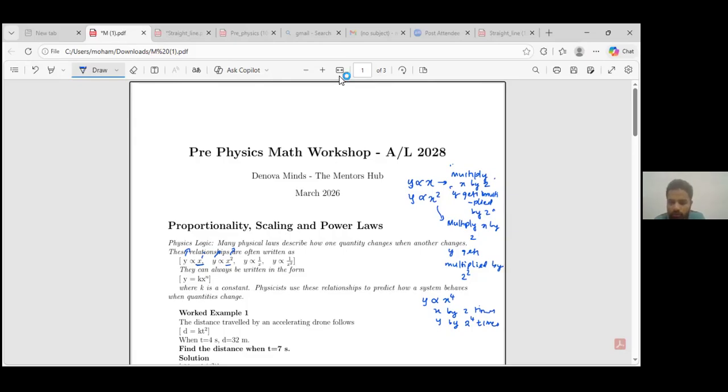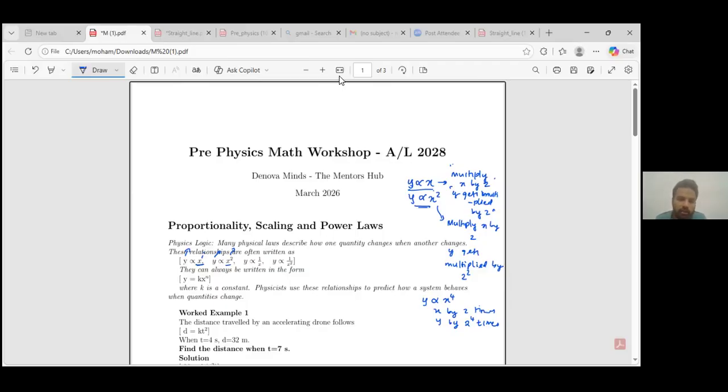So this is the idea of proportionality, and it works for division also. When you divide x by 2, for y is proportional to x, y also gets divided by 2. And for y is proportional to x squared, when you divide x by 2, y gets divided by 2 squared. So y is proportional to x to the power 4, then in that case, when you divide x by 2, y gets divided by 2 to the power 4. So this is something that you should understand.